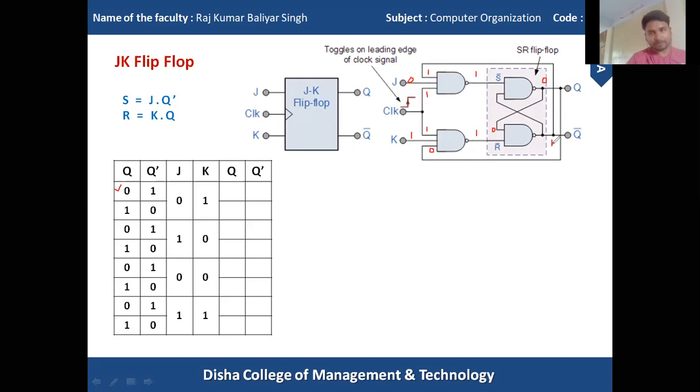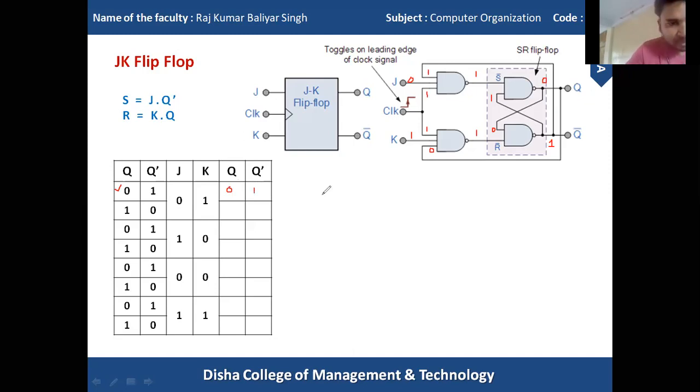This 1 will be the final result. If I supply this 1 again to this gate as an input, now this 1 and 1 will produce 0. So here the final output will be q equals 0 and q naught equals 1. So I will write here q equals 0 and q naught equals 1.